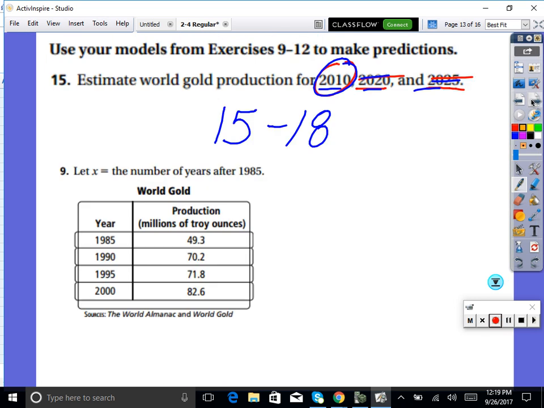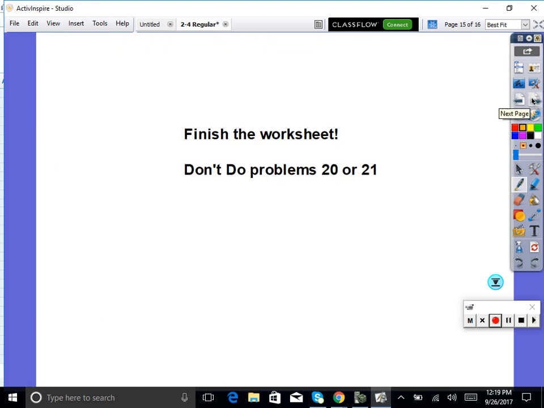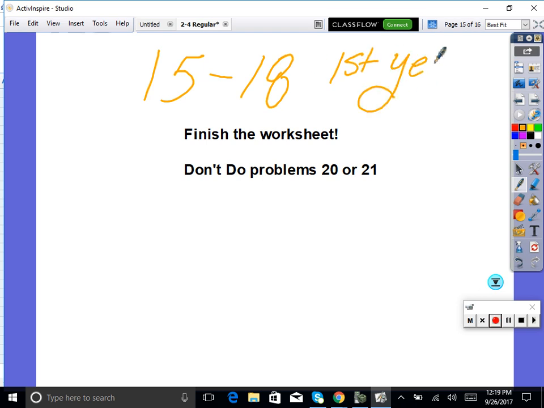Okay, cool. What I want you to do is finish the worksheet. That's the end of the lesson. But cross out problems 20 and 21. And then only do those first ones on 15 through 18. Just do that first year on 15 through 18. So let's see if you can get done in class. No, do 22.